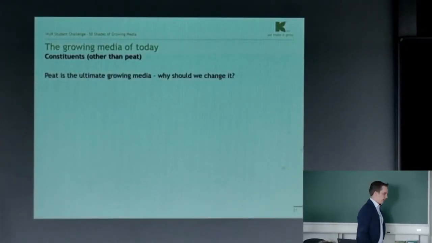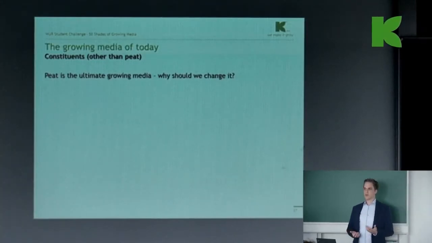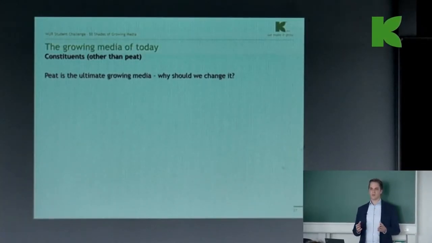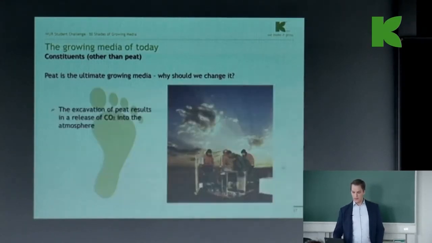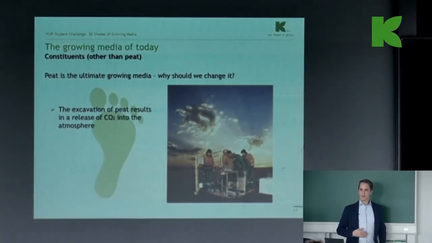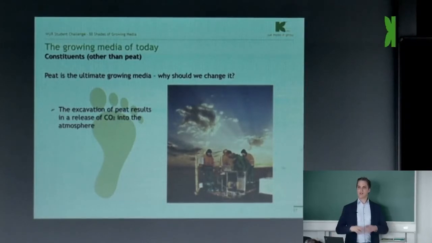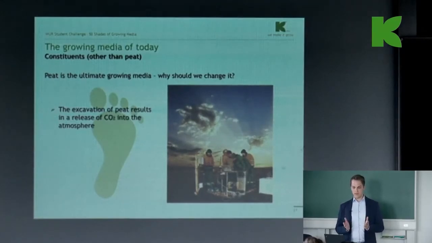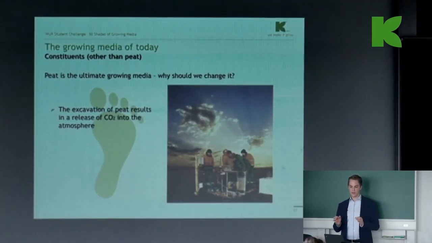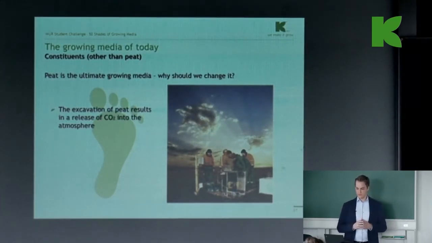So you might ask yourselves the question: if peat is such a successful and perfect material, why should we replace it? And the answer is rather simple. Peat has a CO2 footprint. We know that, and we're measuring it in the peat bog, and we know that it's high. Peat in the peat bog conserves large quantities of CO2. If we excavate it, we release CO2 to the atmosphere. This is in the end the reason why we are looking for alternative materials. We want to reduce the release of CO2 into the atmosphere when producing our products.